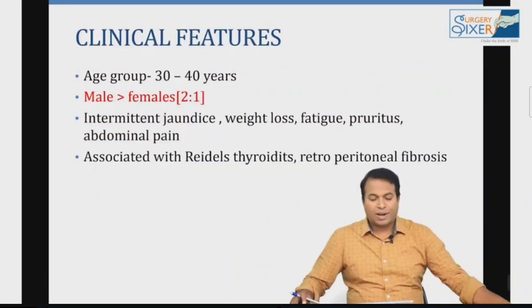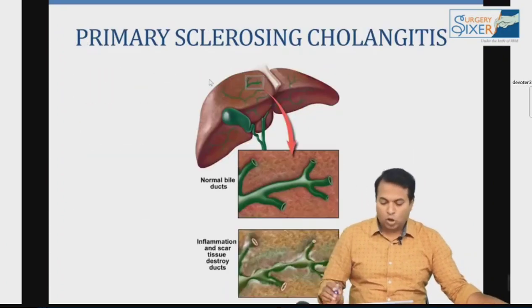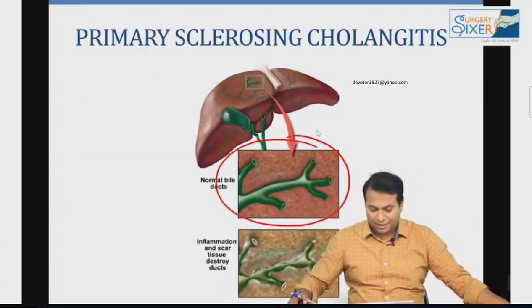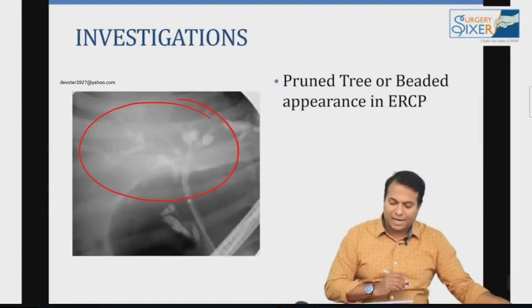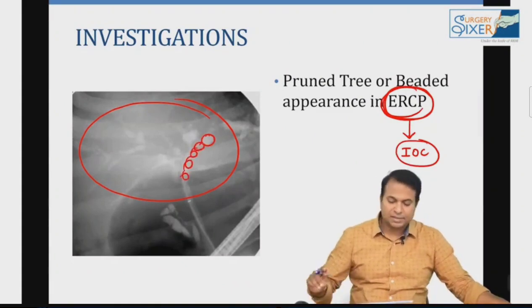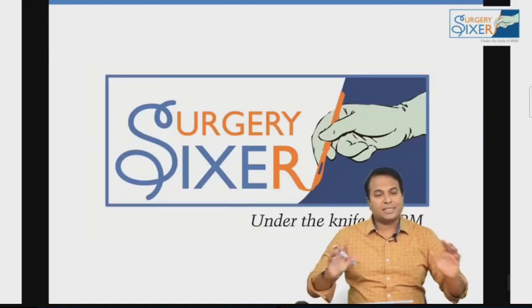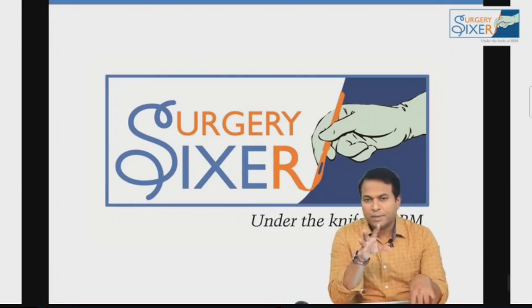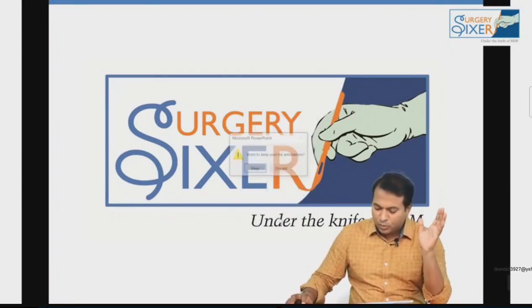So coming to primary sclerosing cholangitis, it's more commonly seen in ulcerative colitis and Crohn's disease, and this is how there will be onion skin sclerosing of the bile duct. The picture will show you a prune tree or beaded tree appearance on ERCP, the investigation of choice. Investigation of choice is ERCP, which will show a prune tree or beaded tree appearance. And for all these cases, please remember liver transplantation is the last treatment. So please don't forget the various points of these three rare diseases. You can get these diseases in exams.